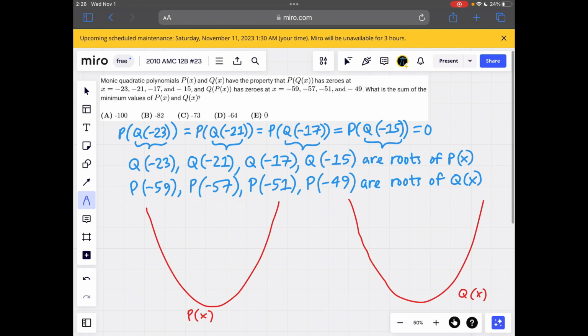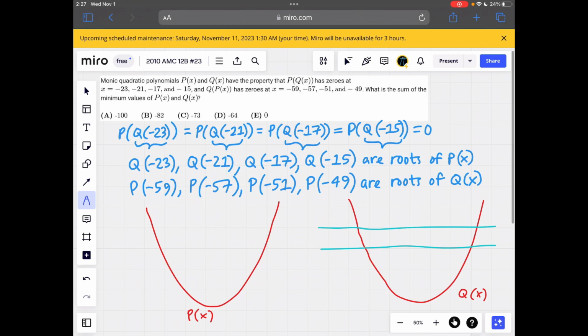Now we see that q of minus 23, q of minus 21, q of minus 17, and q of minus 15 are roots of p of x. But p of x only has two roots since it's a quadratic polynomial. We have to draw the horizontal lines where y is equal to each root of p of x. And then we have to graph the points where those horizontal lines intersect the graph of q of x. Let's do that in a different color. This is the lower root of p of x, and this is the higher root of p of x.